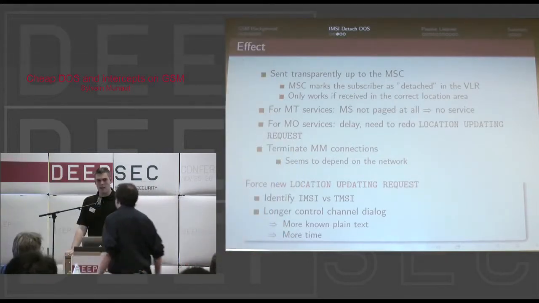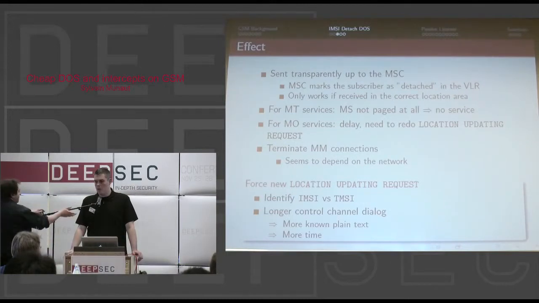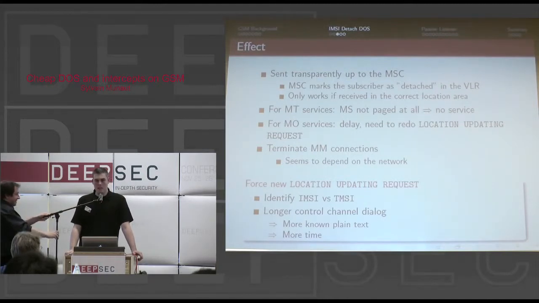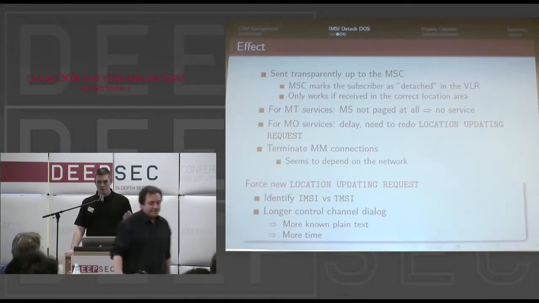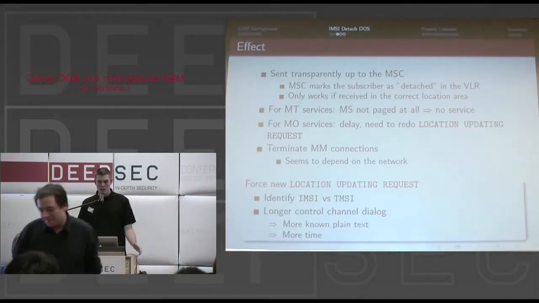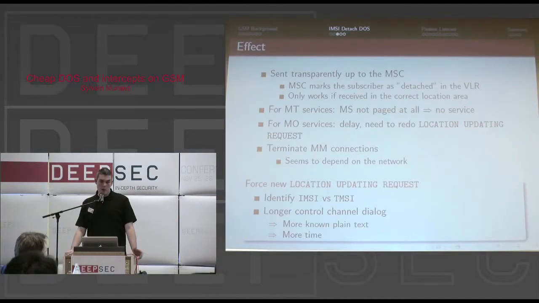The spec says that, in theory, the MSC should terminate all MM connections. That is, if a connection is currently active, it should shut it down immediately. This seems to depend on the network. On my home network, in Belgium, that's what it does. If I send an IMSI detach while I'm in a call, the connection is cut instantly. Here on T-Mobile, it just does nothing. So apparently, this depends on the network.